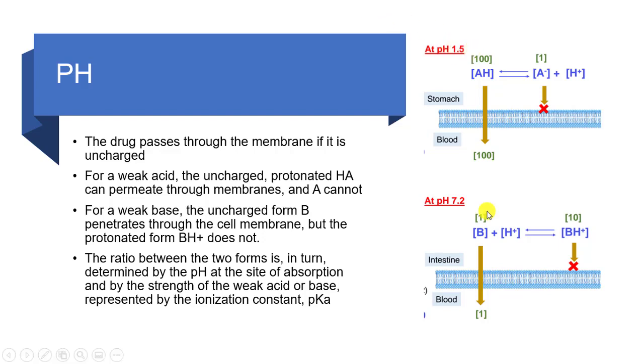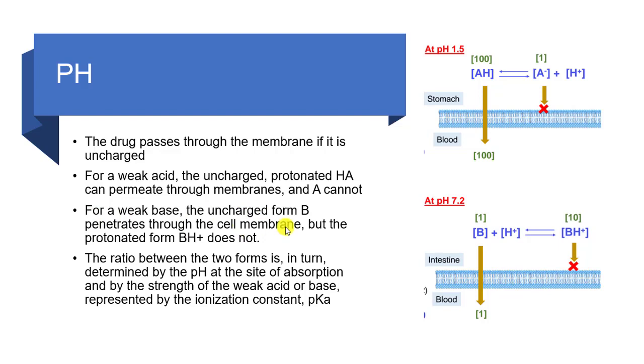And if I talk about the weak base, because I said that it is either a weak acid or a weak base, the uncharged, protonated form HA can permeate through membranes, but A cannot. So A cannot, but the uncharged HA can. And similarly for a weak base, the uncharged B can pass through the lining of the intestine, or for that matter any organ, easily. But the charged ion cannot pass through the membrane, because for a weak base the uncharged B penetrates through the cell membrane.